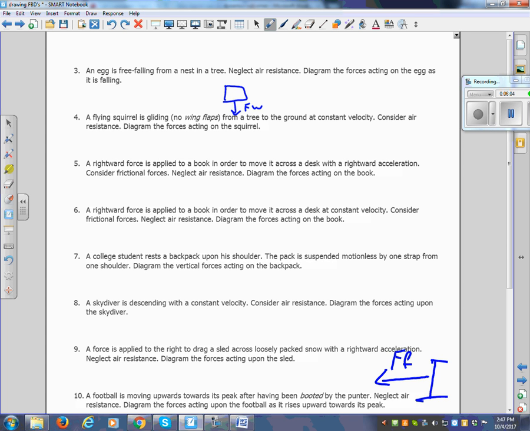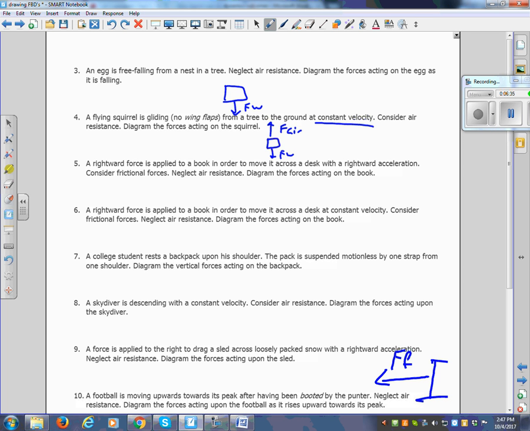Here we have a flying squirrel named Rocky. He's gliding from a tree to the ground at a constant velocity. Is that important? Yes. What does constant velocity mean? The forces are equal or balanced. Consider air resistance. So you've got weight force down, and now the air resistance, you can write it as F air if you want, or FF. It's really a friction force, right? But they would have to be equal and opposite.